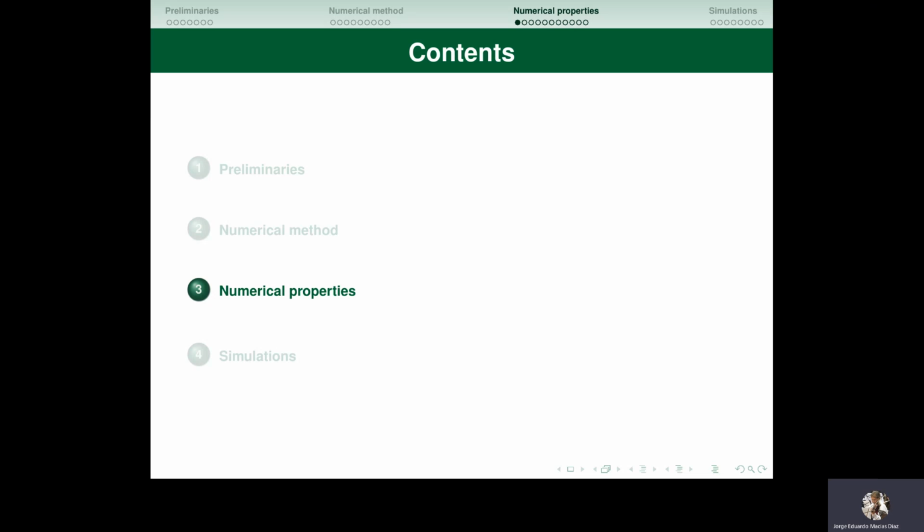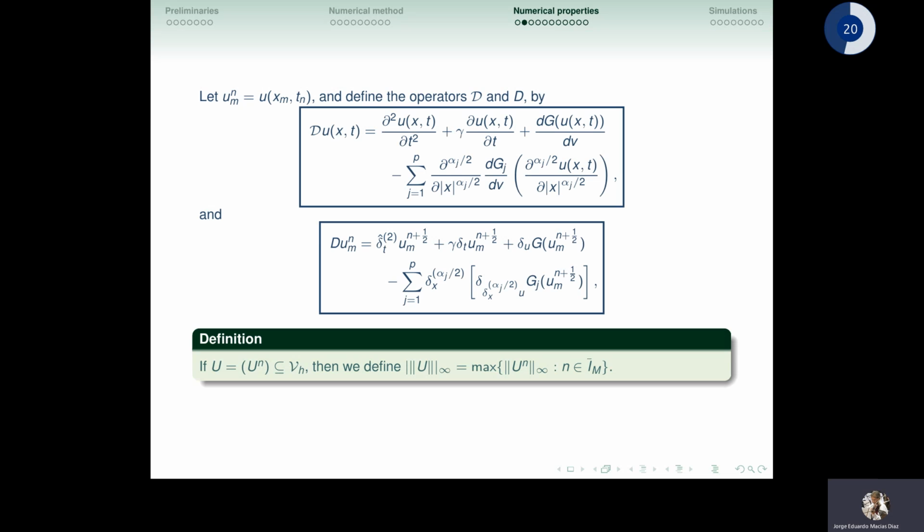Let's go over the numerical properties now. We are going to introduce this continuous operator and this discrete operator. This is just the expression of the differential model. This is the finite difference model.